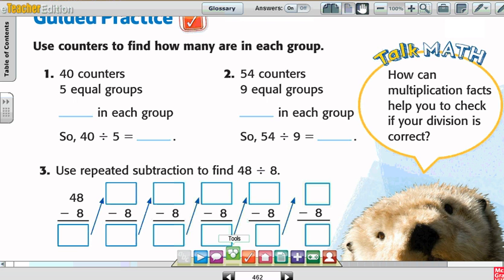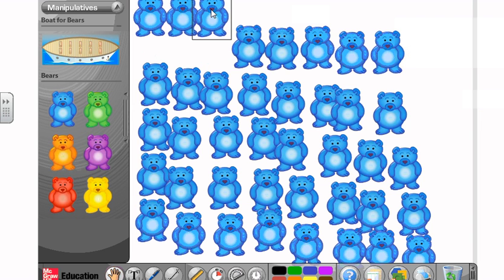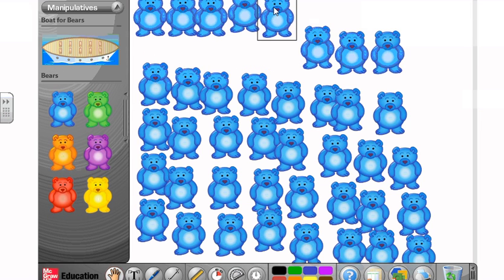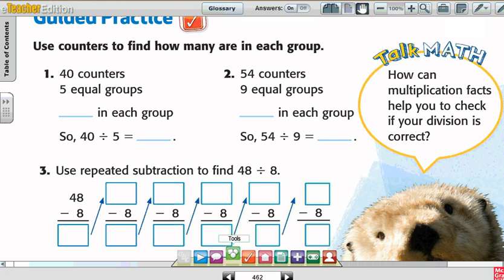how many are in each group, right? Well, how many are in each group? Let's see. 1, 2, 3, 4, 5, 6, 7, 8. How many in each group? 8. So there is 8 in each group. So 40 divided by 5 would be 8.